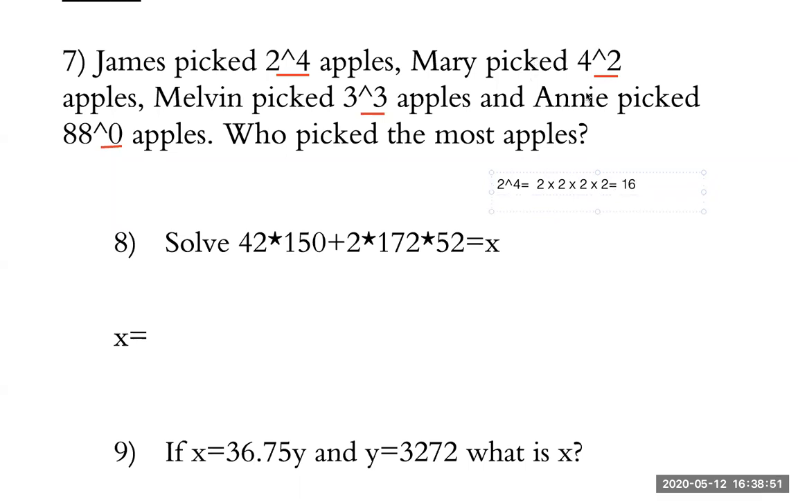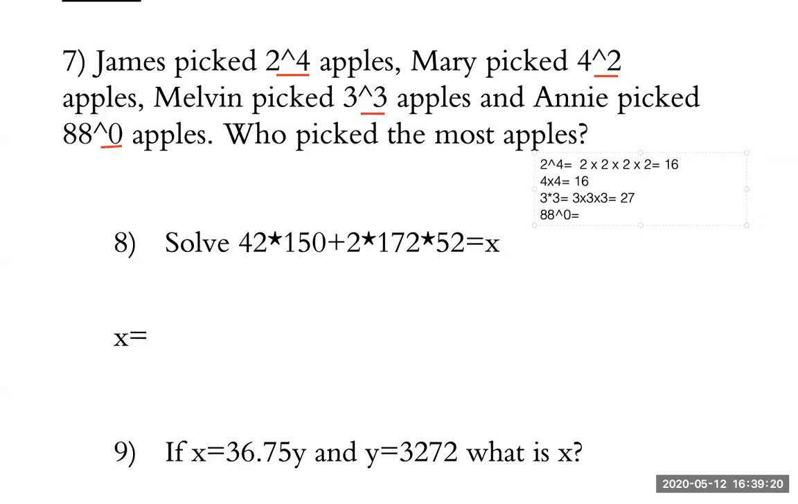Next one is 4 to the power of 2. So what's 4 times 4? 16. Awesome. Melvin picked 3 to the power of 3. So what is 3 to the power of 3? 3 times 3 times 3. And what is that equal to? 27. Awesome. And finally, 8 to the power of 0.